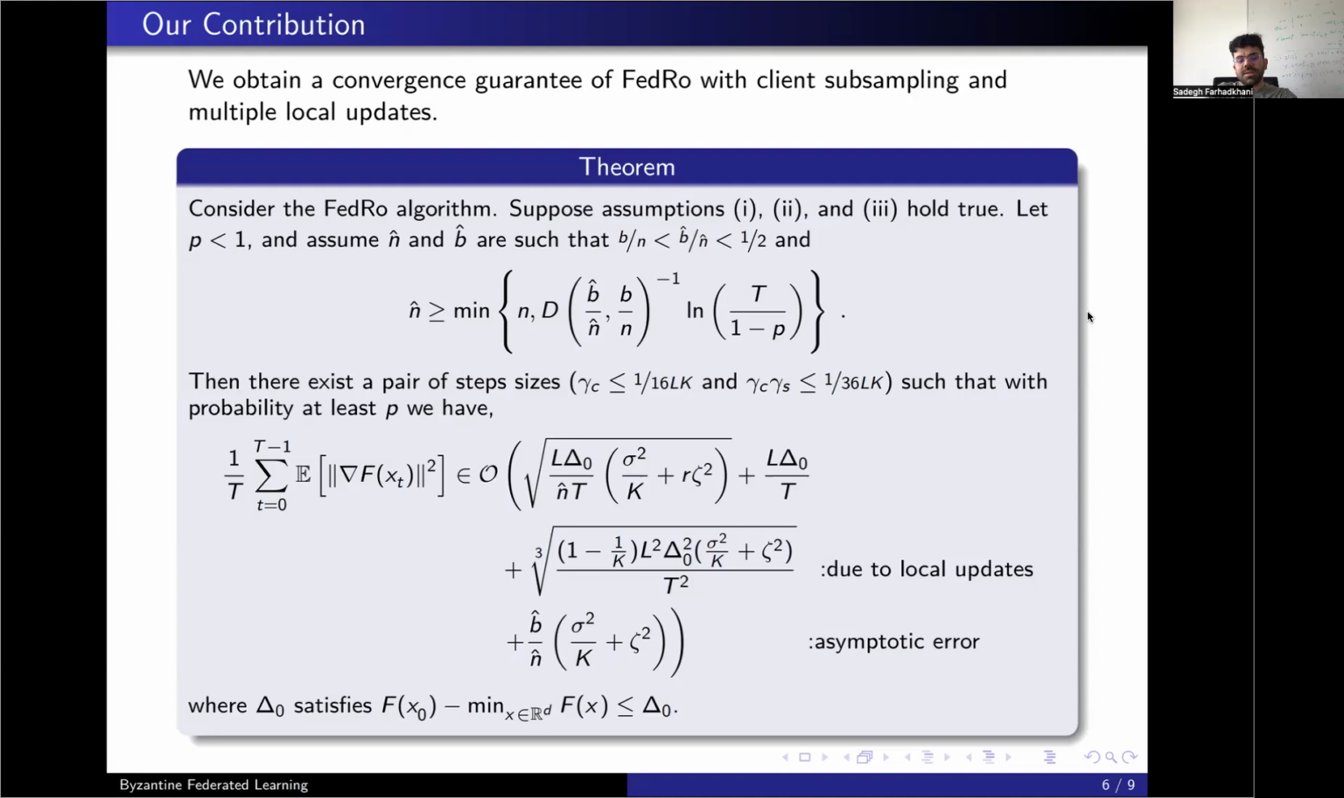In this convergence rate, the first three terms are the standard terms that you would get for federated averaging without any Byzantine client. And the last term is the term that is caused by the Byzantine clients, and I call this term the asymptotic error. You can find more detailed discussions about the theorem in the paper, but in the rest of this presentation, I'm going to talk about several implications of this theorem regarding client subsampling and local updates.